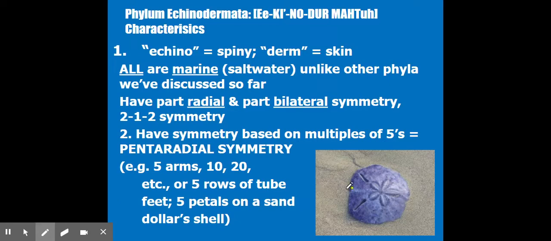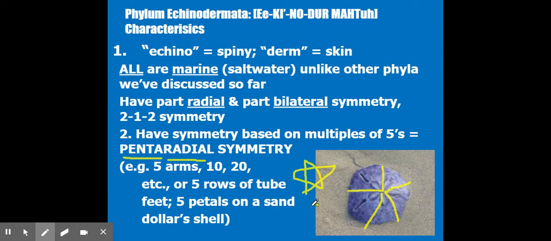But the most specific way to explain the symmetry of an echinoderm is that they have pentaradial symmetry. So you can cut them into five pieces of pie and they are all symmetrical. So they have penta for five, radial symmetry. Easy if you imagine a sea star with five arms. One, two, three, four, five. You can cut that into five pieces. They're all symmetrical, pentaradial symmetry.